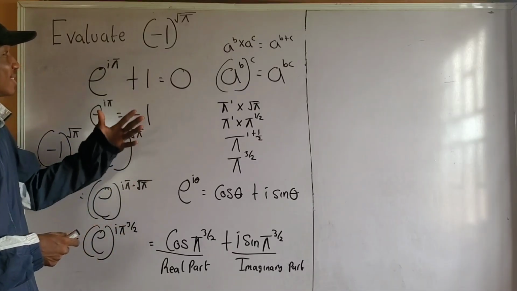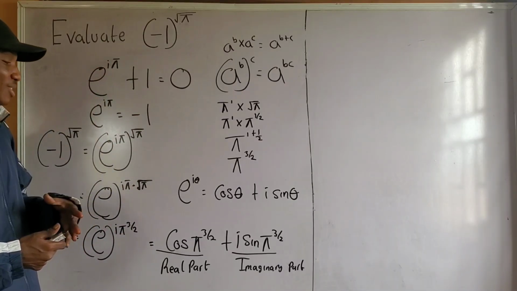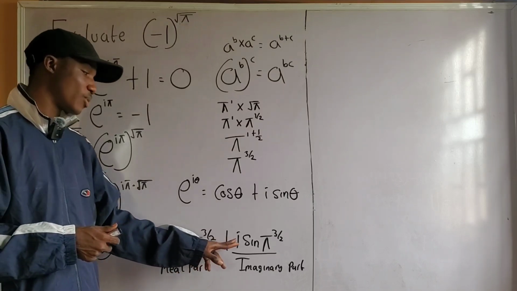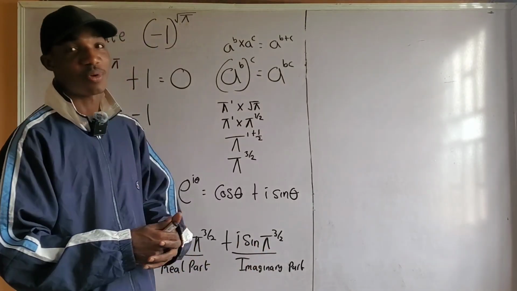So that is the solution to this evaluation. The evaluation of this will give us cos pi to the power of 3 over 2 plus i sine pi to the power of 3 over 2.